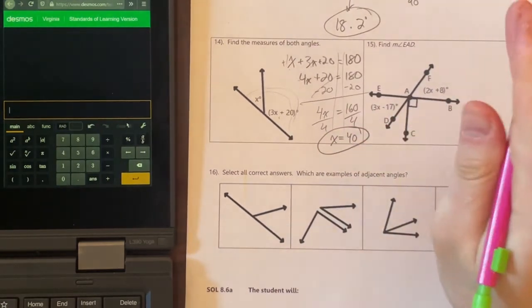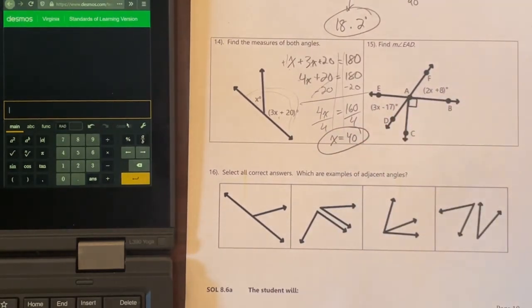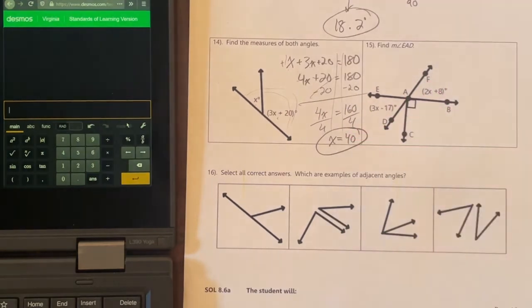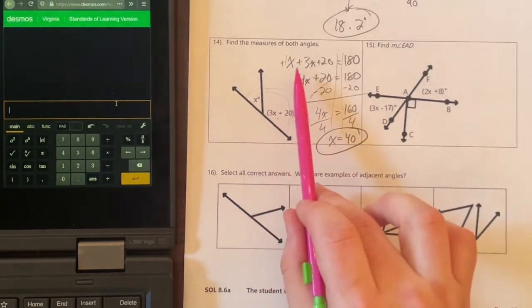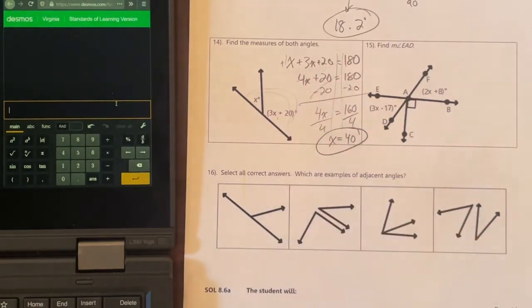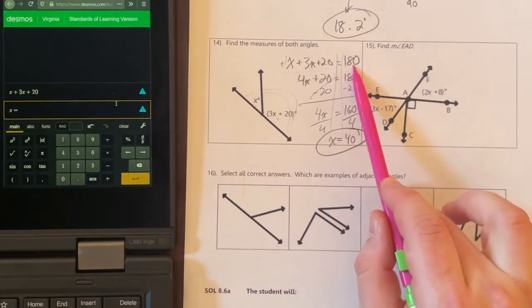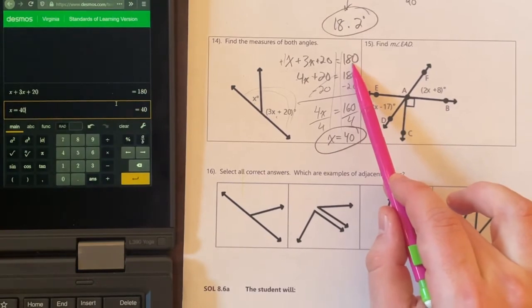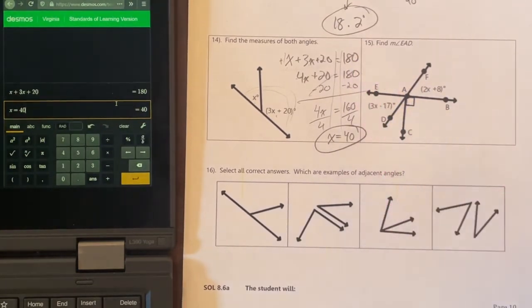And what I can do is actually check to make sure that works. I can type my left side of my equation: x plus 3x plus 20. And then I'm saying, okay, if x equals 40, my left side of the equation should equal my right side, which is 180. So if I type in x equals 40, I have that this is 180.